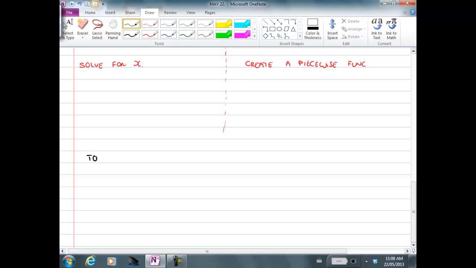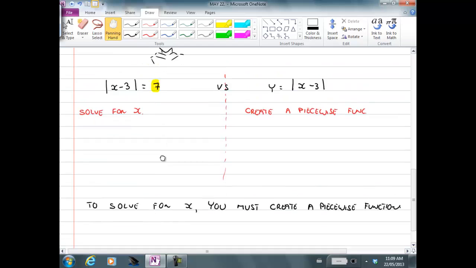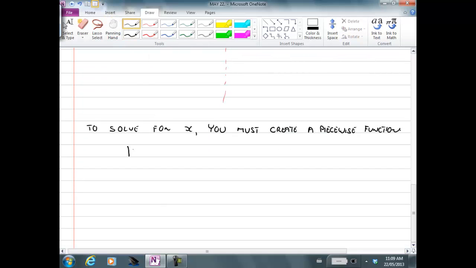To solve for x, you must create. Guess what you've got to create? A piecewise function. You must create a piecewise function. Even though it equals 7, we're going to imagine it doesn't equal 7. So what I have is absolute value x minus 3 equals 7.